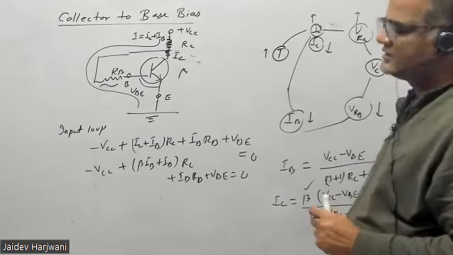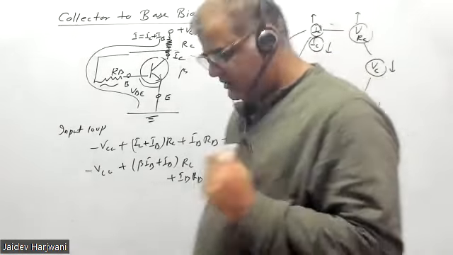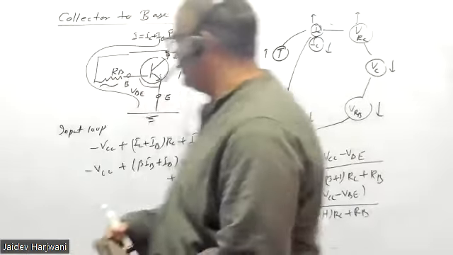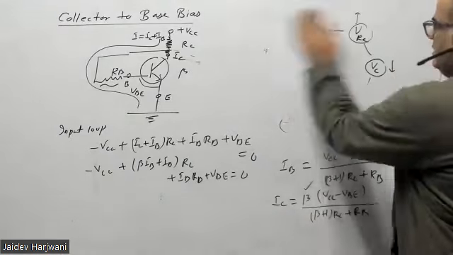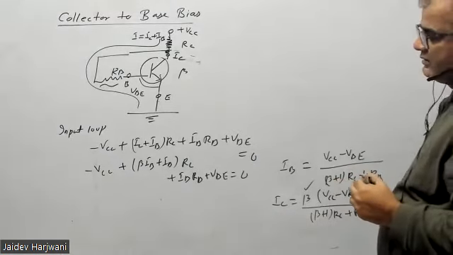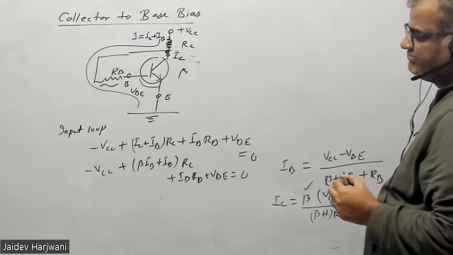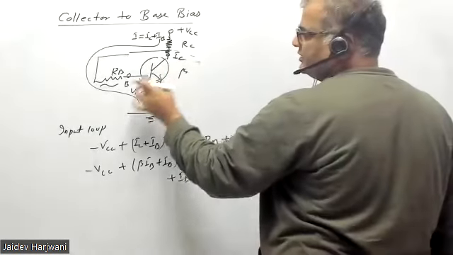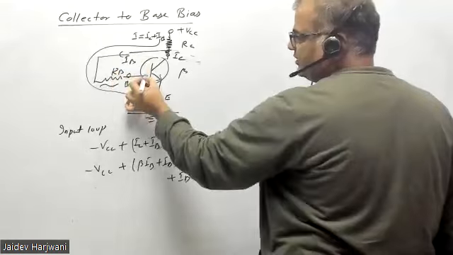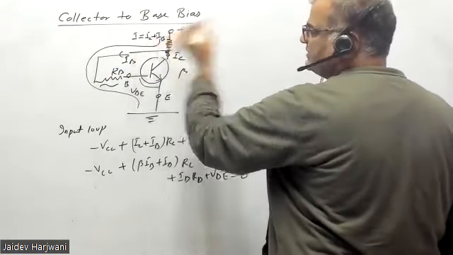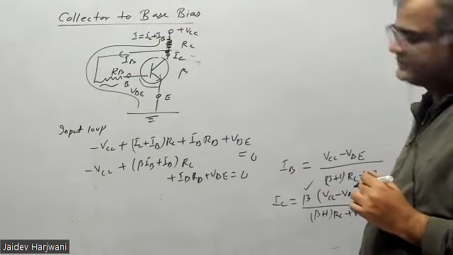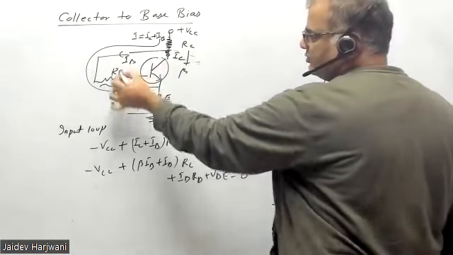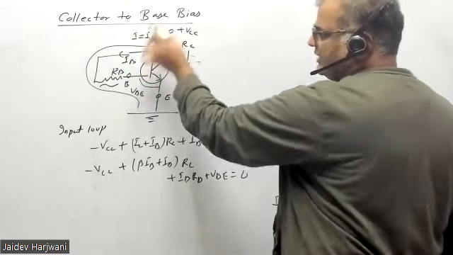That's why I told in the beginning it's slightly better than fixed bias, and you'll see by putting in the values how much better this is. Now tell me, in the circuit, the current through RC is IC plus IB, because IC has to go here and IB has to go here in the base. The total current should be IC plus IB, that is IE. This current has to be the sum of these two currents.